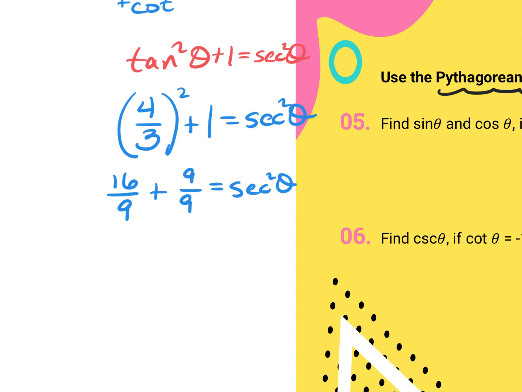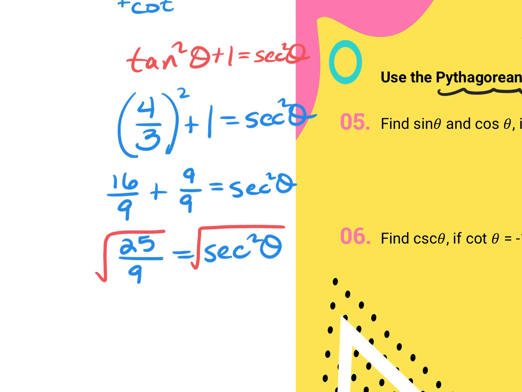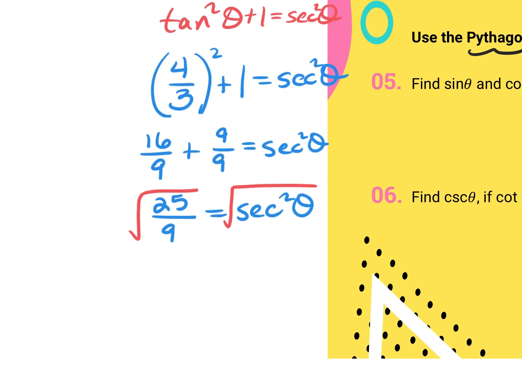I need to add my fractions. 16 plus 9 is 25. Keep the same denominator. And now I don't want secant squared, I just want secant. So I need to square root both sides. And if you want to think of this as doing the square root of 25 and then the square root of 9, you can do that. This gives me 5 over 3, plus or minus, equals secant of theta.